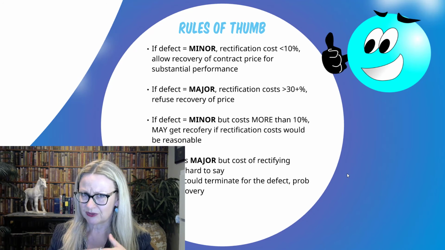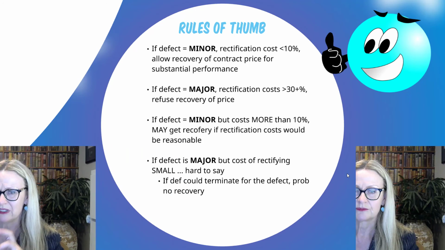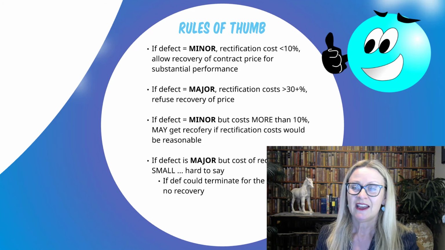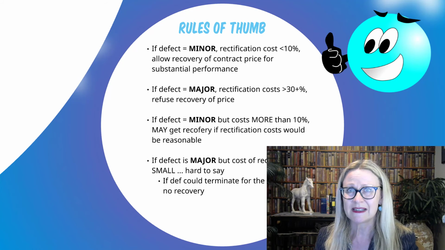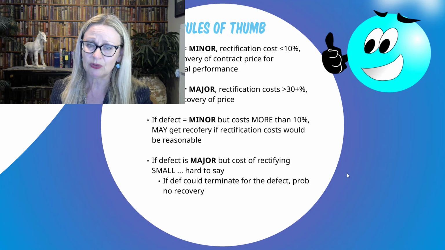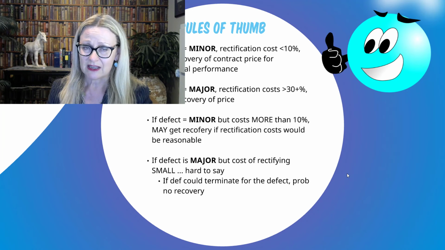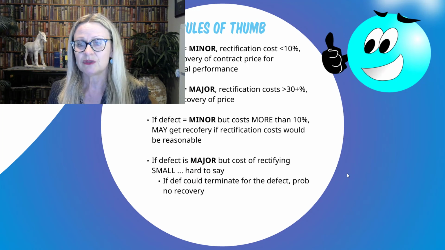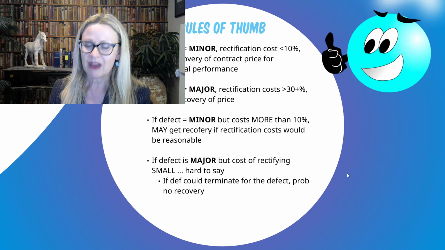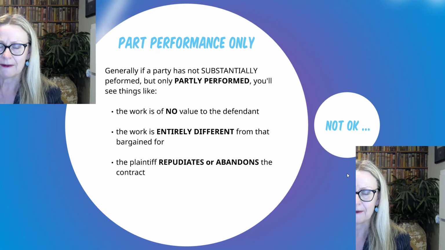The more difficult questions are, as I said, in between. If the defect is minor but it costs more than 10%, you might get recovery if the rectification costs would be reasonable. More than 10% but still reasonable. If the defect is major but the cost of rectification is small, very, very hard to say in that circumstance. If the defendant could actually go ahead and terminate for the defect, then there's probably not going to be any recovery allowed. So they are the rules of thumb there.